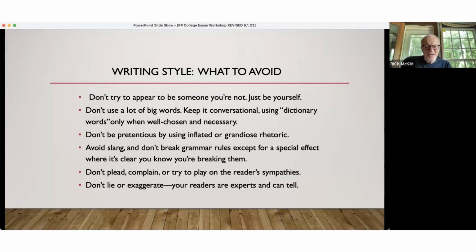Now, on the other hand, at the other end of the spectrum, avoid slang. Be conversational, but don't be so conversational that you sound like you're talking on a street corner to your friends. And don't break grammatical rules as a rule, except for special effect, when it's clear you know you're breaking them.